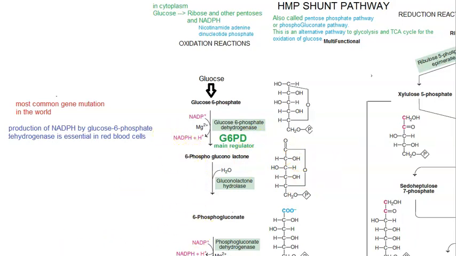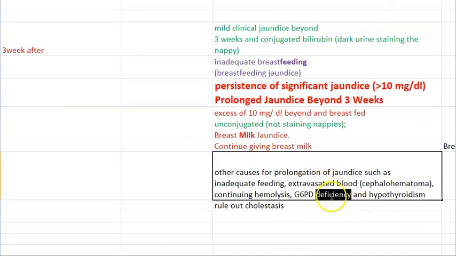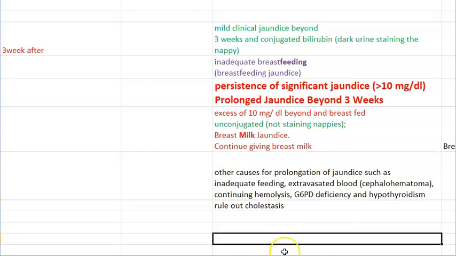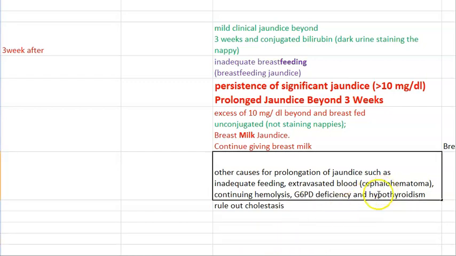Okay. So if there is nobody to protect the RBC, it will lyse. If it lyses, hemoglobin is released. Hemoglobin is released, bilirubin is released. Bilirubin is released, jaundice.